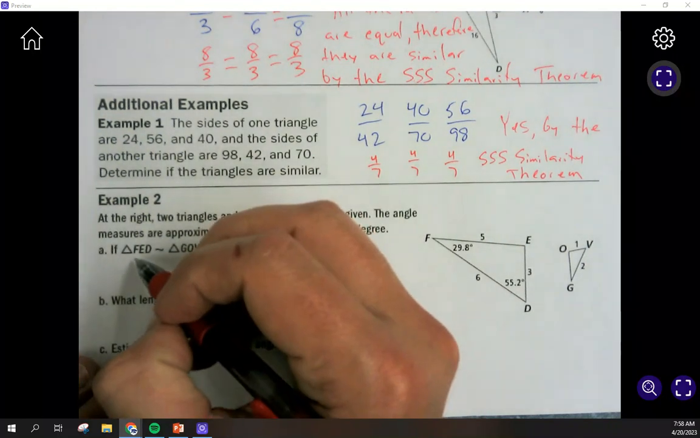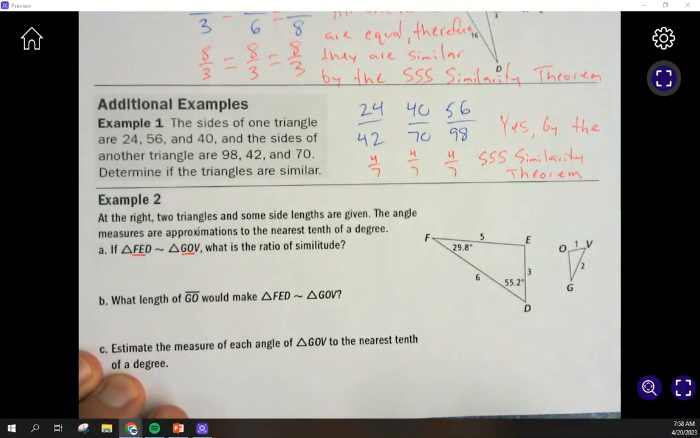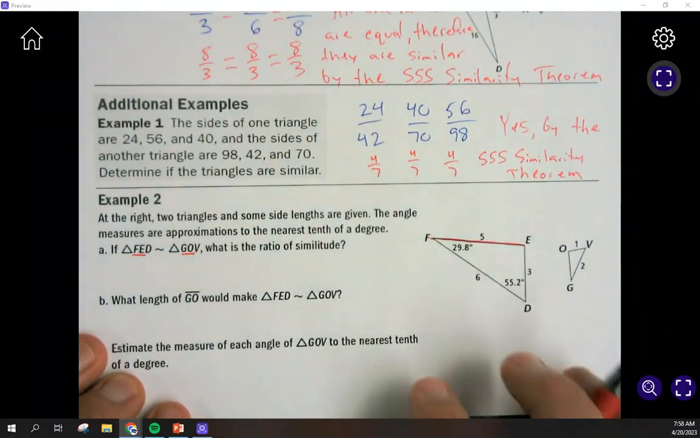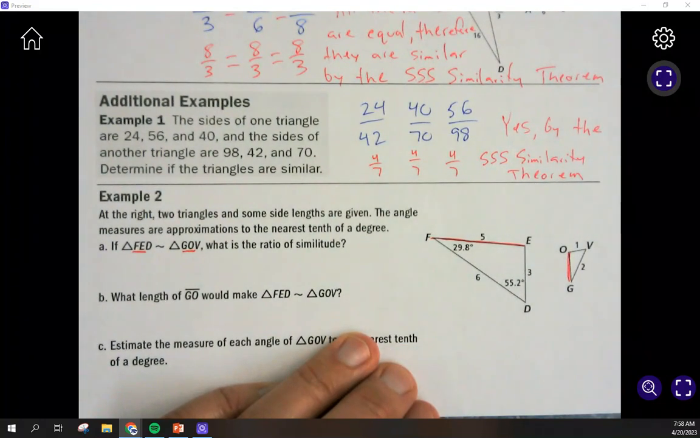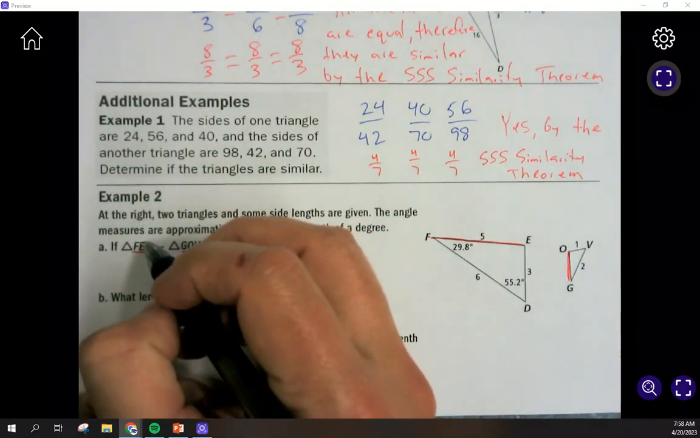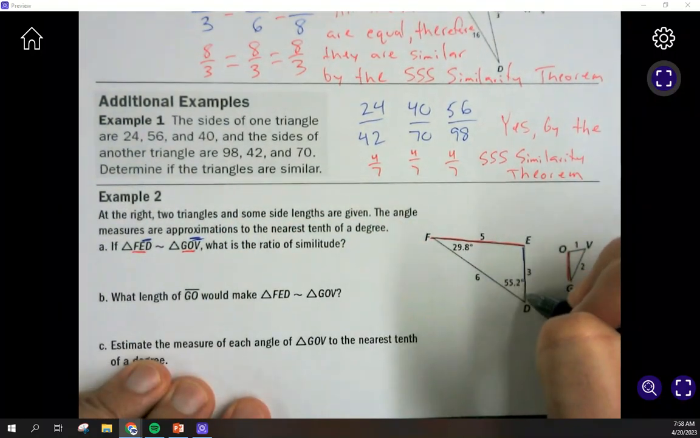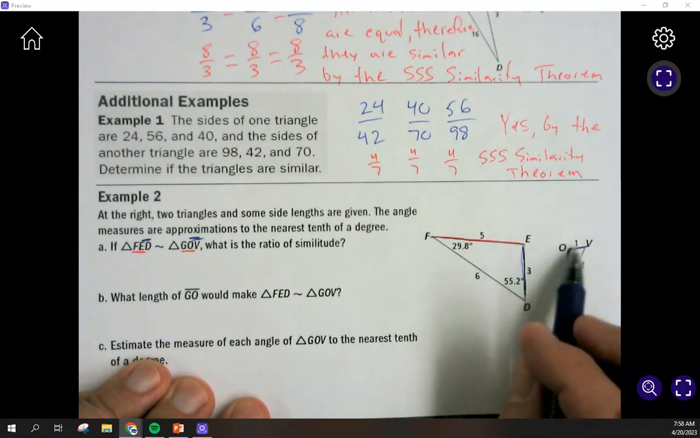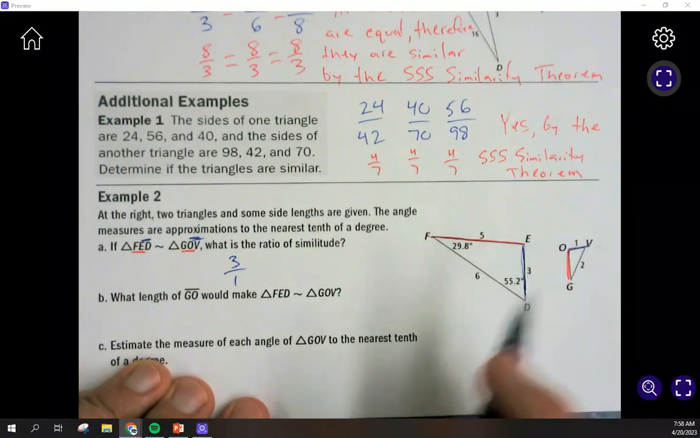But here's the trick. Make sure that you look at the similarity statement and you match up the sides with the sides correctly. So FE, the first two letters, goes with GO. So FE, this 5, if you couldn't tell in the picture, goes with GO. And so that's the side that we don't have. So if we look at ED and OV, here's ED and here's OV, those sides do match up. Okay, so they're in a 3-to-1 ratio.